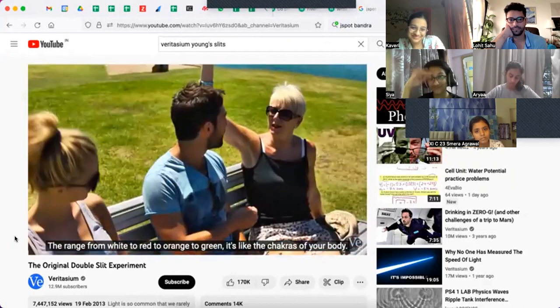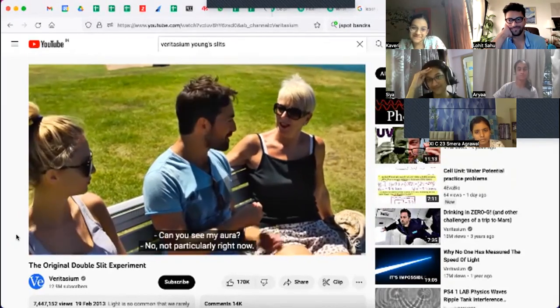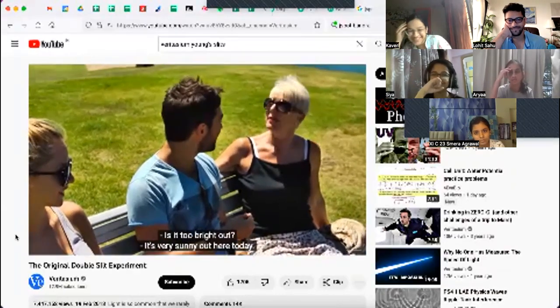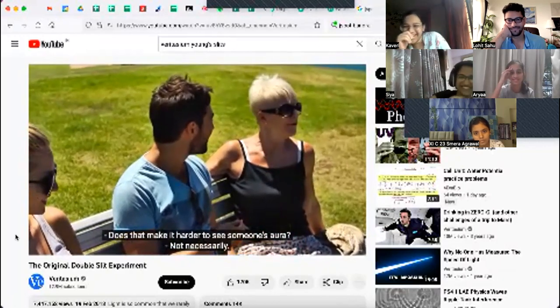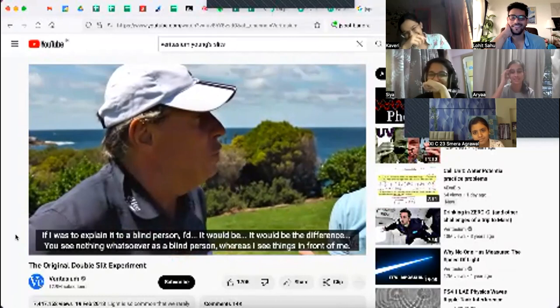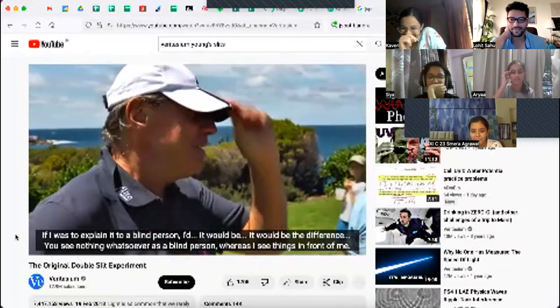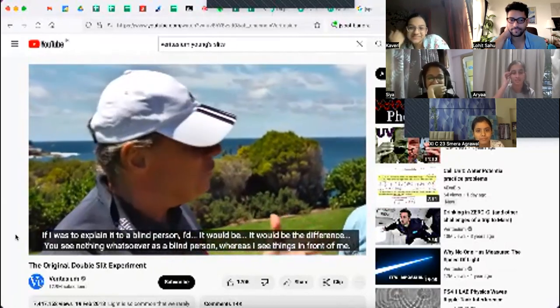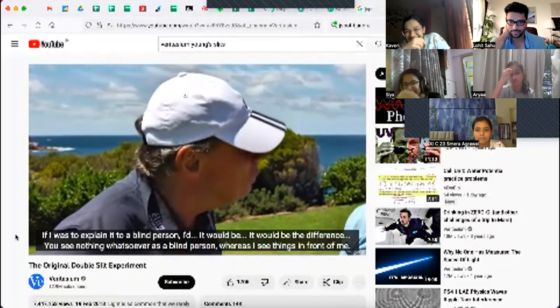They range from white to red to orange to green. It's like the chakras of your body. Can you see my aura? No, not particularly right now. Is it too bright out? It's very sunny out here today. Does that make it harder to see someone's aura? Not necessarily. If I was to explain it to a blind person, it would be the difference. You see nothing whatsoever as a blind person, whereas I see things in front of me.